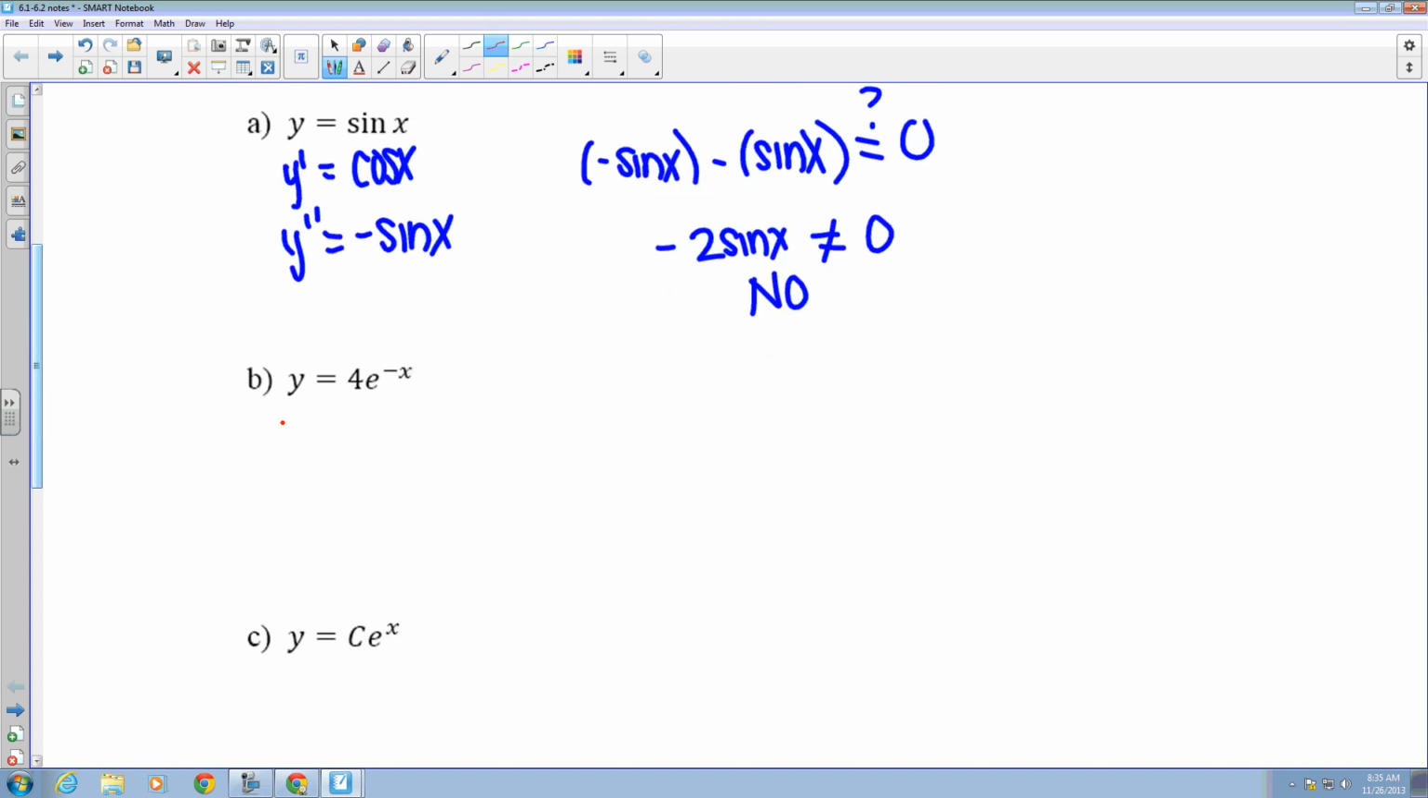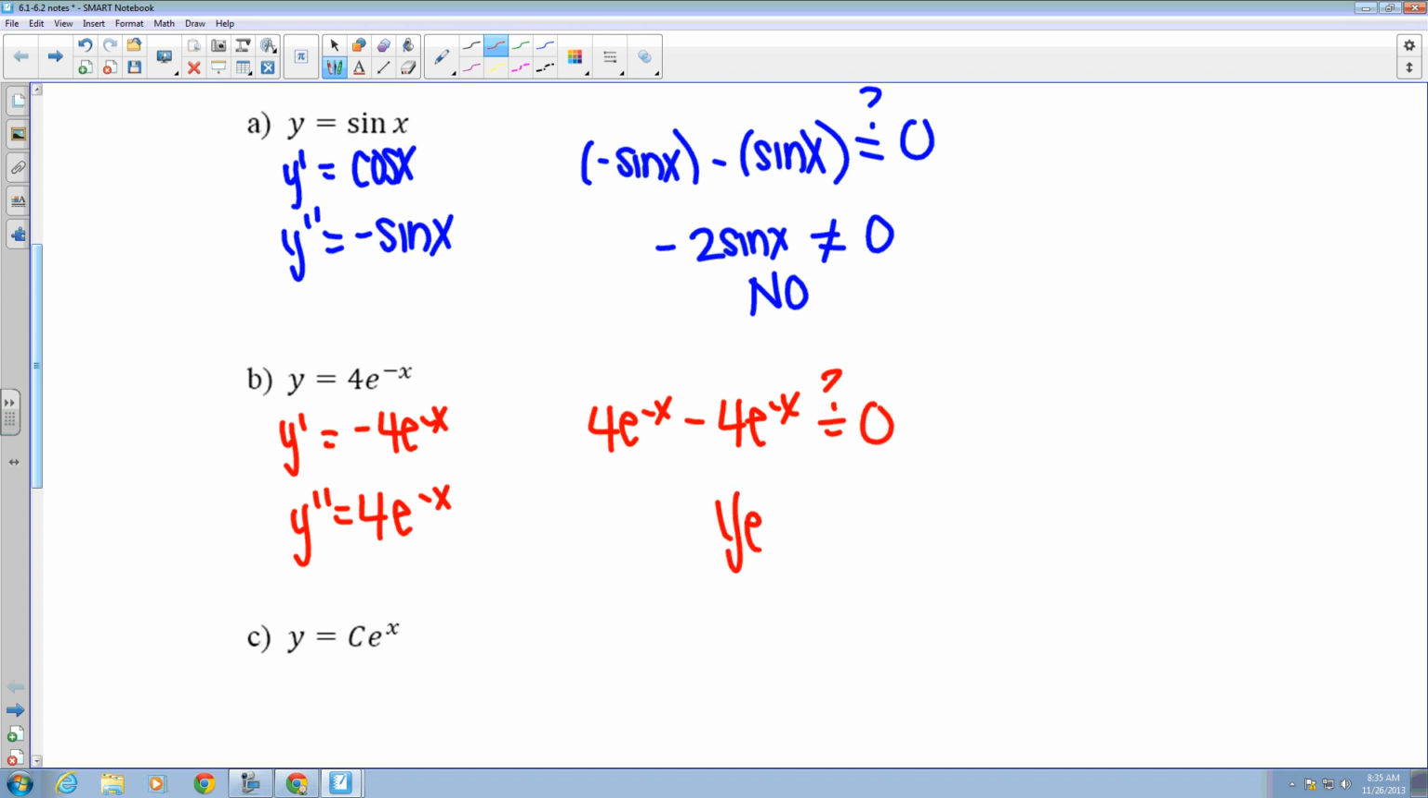B, y prime equals negative 4e to the negative x, and y double prime is 4e to the negative x. So y double prime minus y, 4e to the negative x minus 4e to the negative x. Is that equal to 0? Yes, it is, because they cancel.